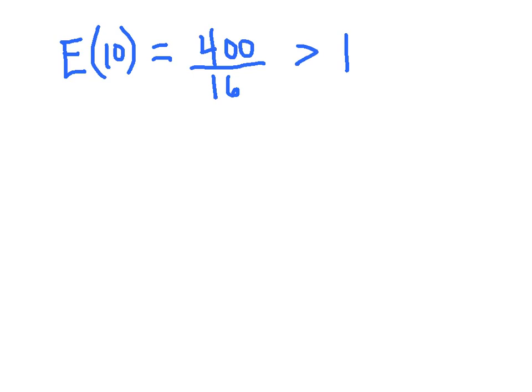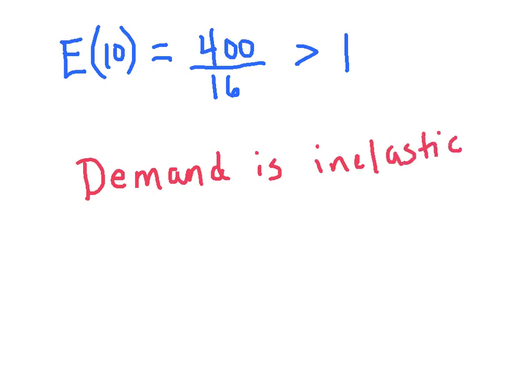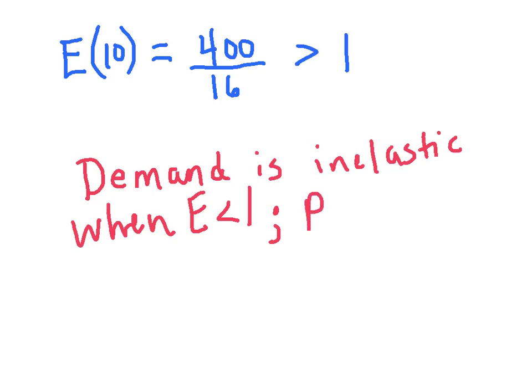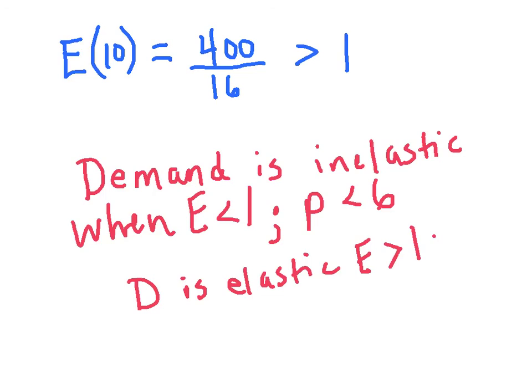So to summarize this, why don't we go ahead and make a statement that basically says demand is inelastic when E is less than 1. So for this function that we're looking at, we can tell that this occurs when P is less than 6. Demand is elastic when our values of E are greater than 1, and this occurs when P is greater than 6.